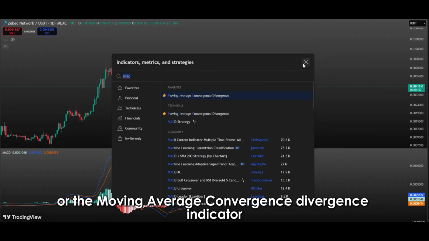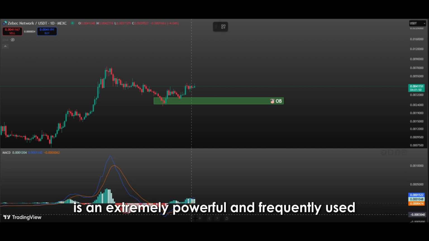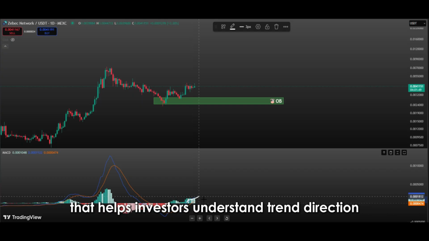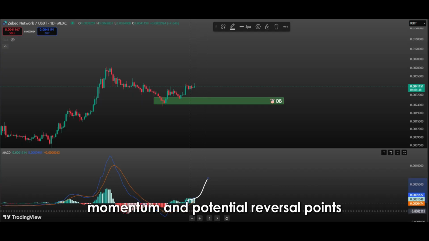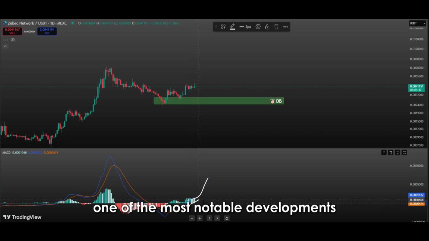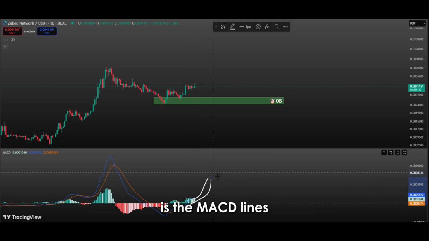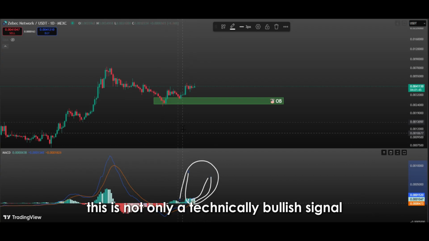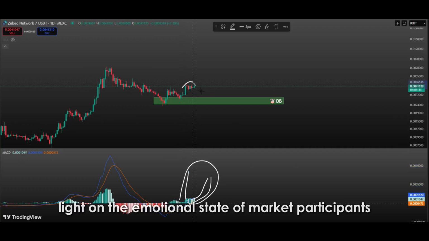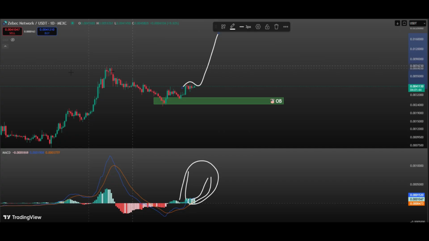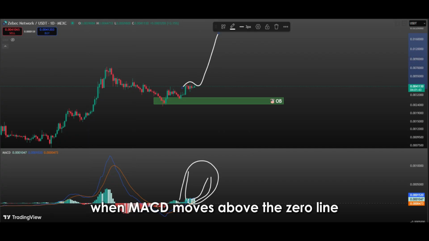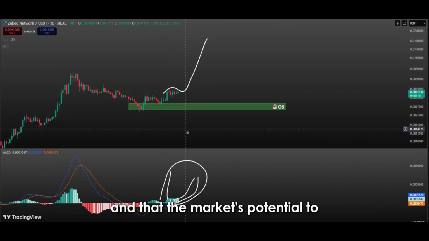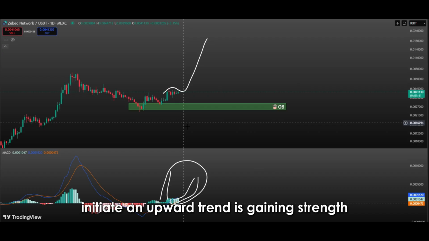MACD, or the Moving Average Convergence Divergence Indicator, is an extremely powerful and frequently used technical analysis tool that helps investors understand trend direction, momentum, and potential reversal points. One of the most notable developments in the current market structure is the MACD lines crossing above the zero level into positive territory. This is not only a technically bullish signal, but also sheds light on the emotional state of market participants. When MACD moves above the zero line, it often indicates that long-term momentum is shifting to the upside and that the market's potential to initiate an upward trend is gaining strength.